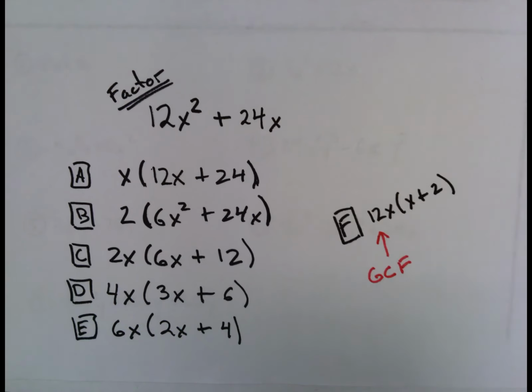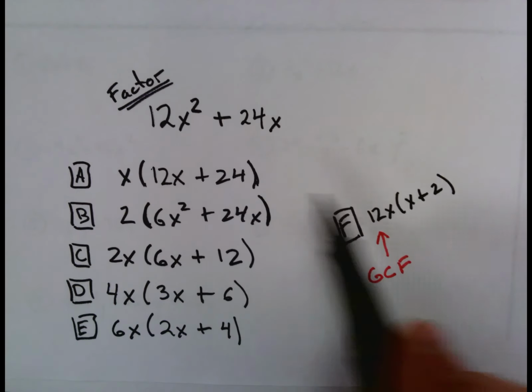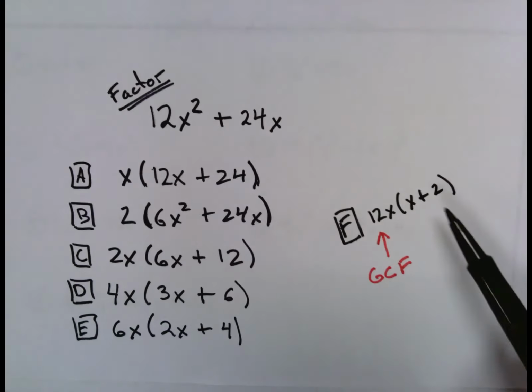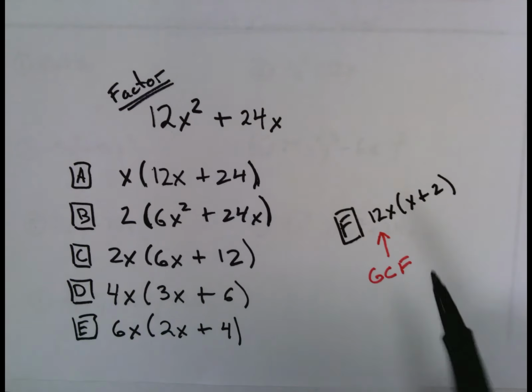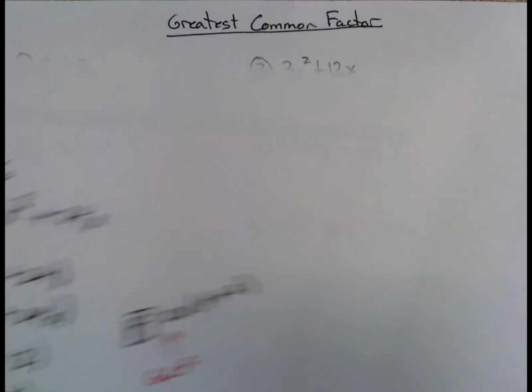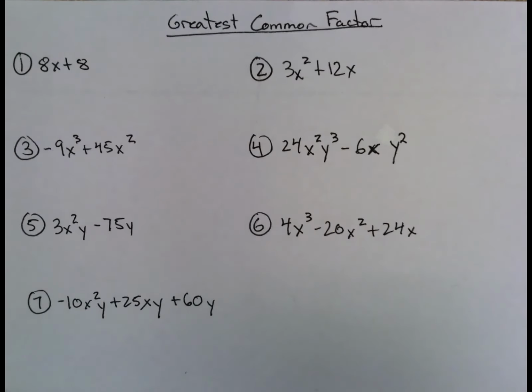So if you look at option F, this is where the greatest common factor is, where you have a 12x that's pulled out of each of these two terms, and so you have x plus 2. A lot of students think of it as the reversal of your distributive property because you're pulling something out from each of your terms. So let's take a look at a couple examples.